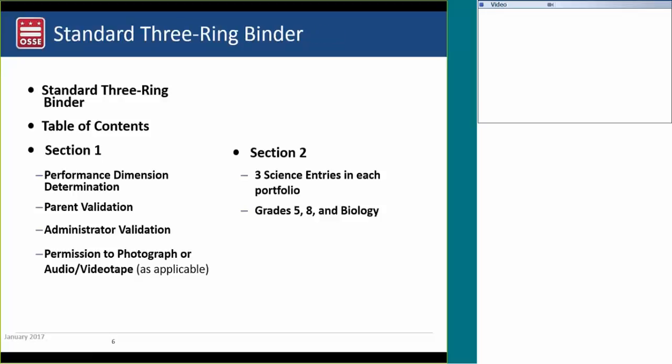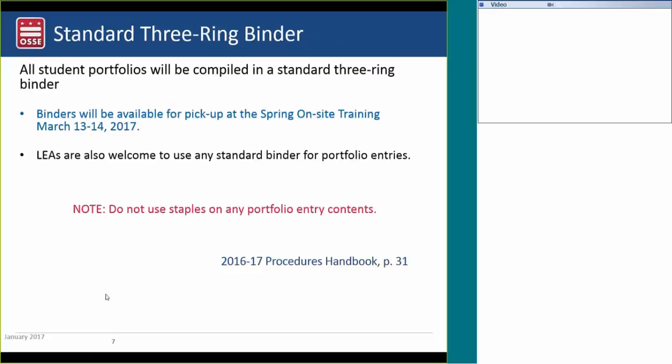So let's talk in a little bit more detail about the three-ring binder. It is recommended that you use binders that have either a 1-inch ring or a 1.5-inch ring.